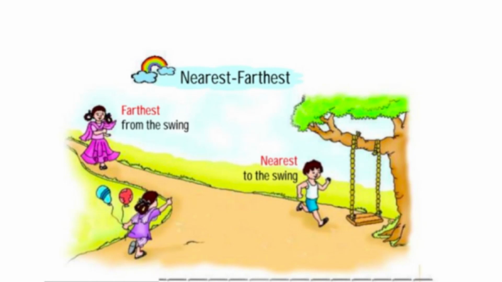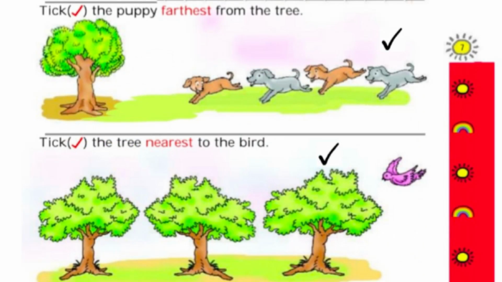The topic is nearest and farthest. The girl who is wearing pink dress is the farthest from the swing and the boy is the nearest to the swing. Next, tick right the tree nearest to the bird. There are three trees. The last tree is the nearest to the bird.